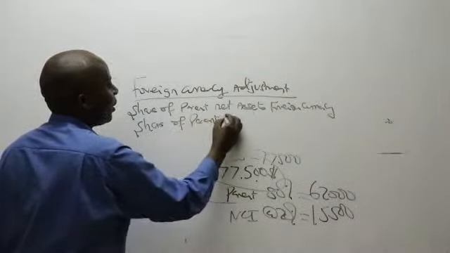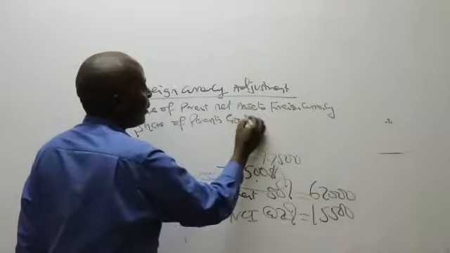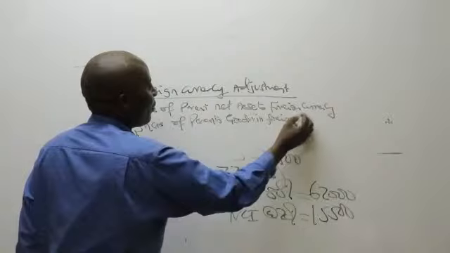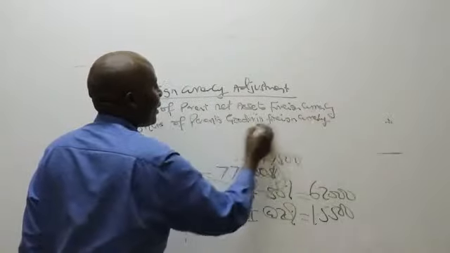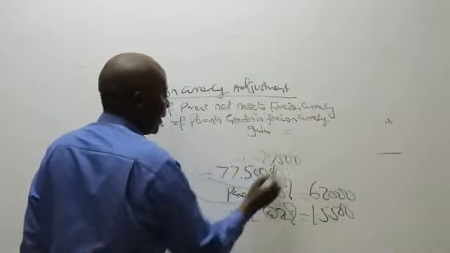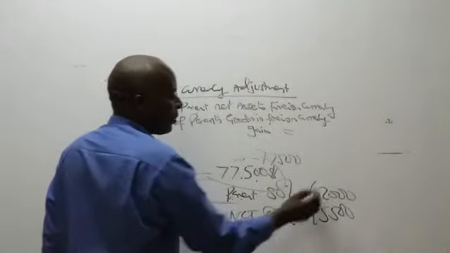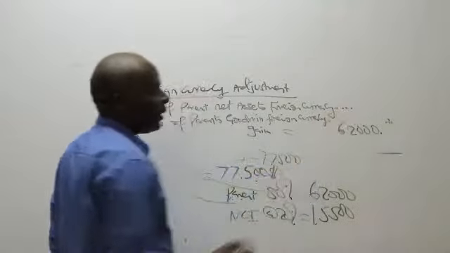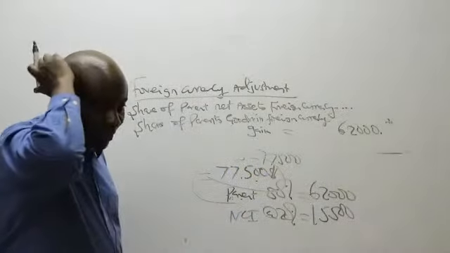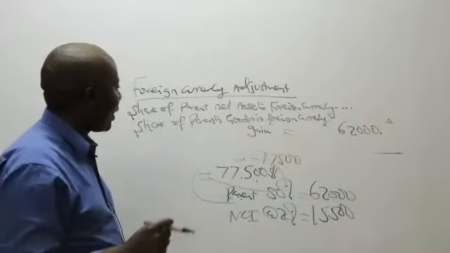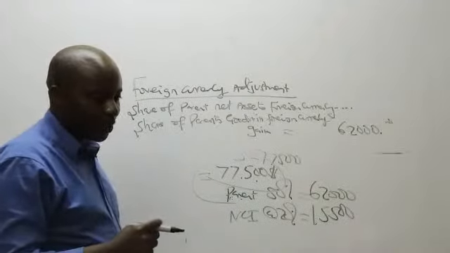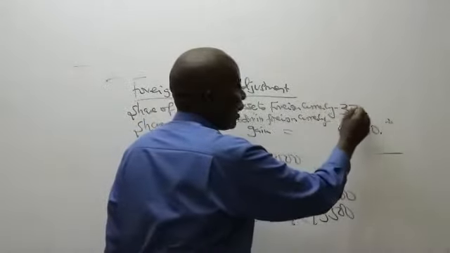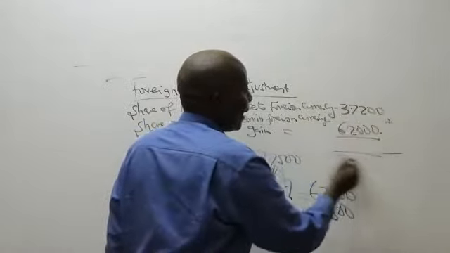goodwill, foreign currency gain. Hii ndio mmeniambia saizi goodwill, foreign currency gain, mmeniambia 62,000. Ya parent nishasahau. 37,200. So could you kindly go there and add?